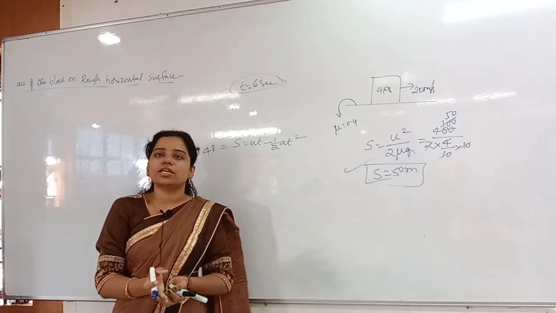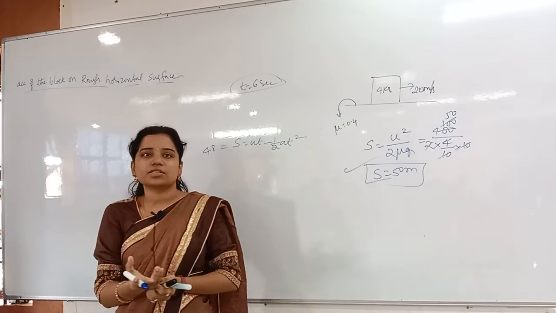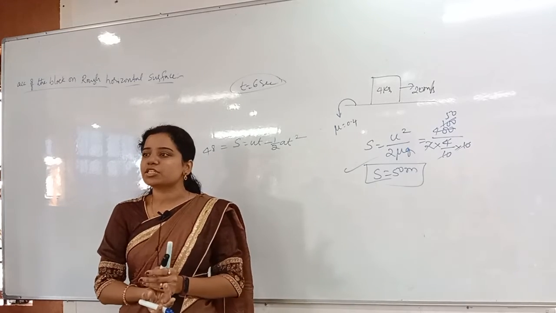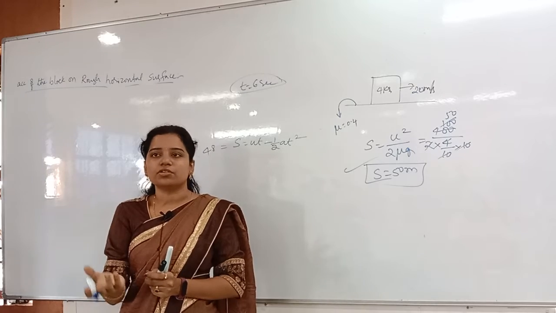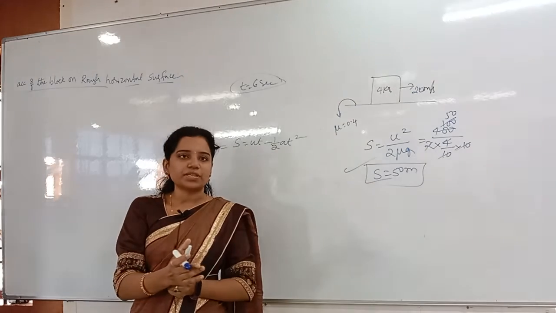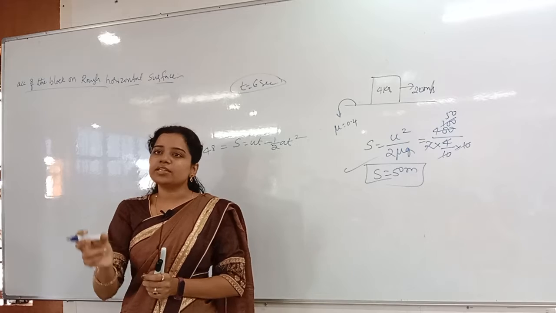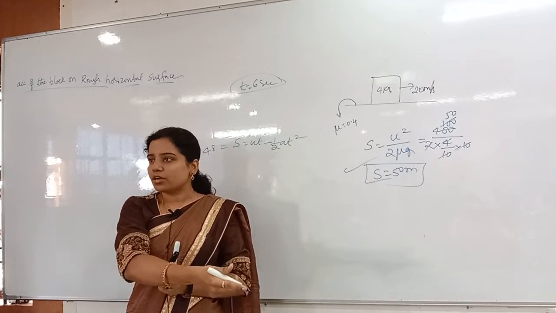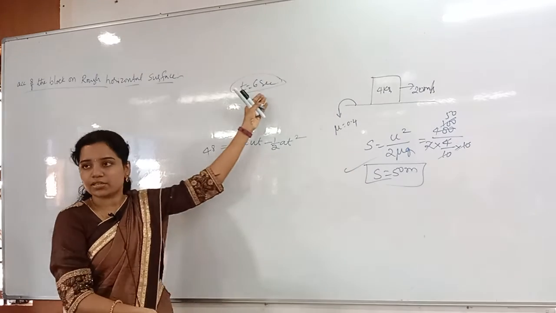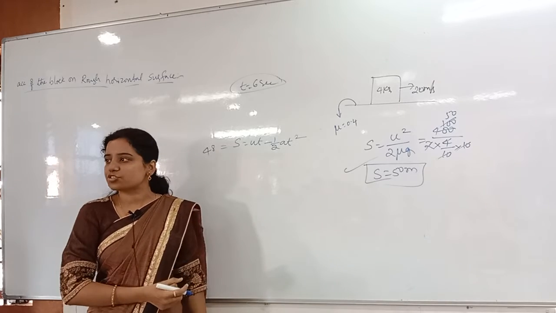After the body stops, if you again and again measure the distance using the time, that will give you a larger value only, no? If you take s equals ut plus half at square, you are taking the time after stopping. We don't know at what time it will get stopped.